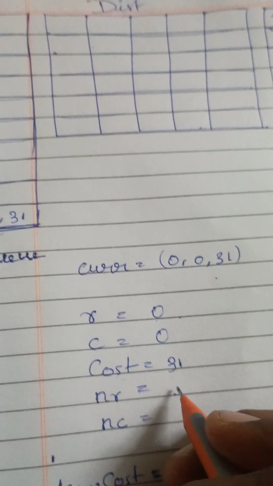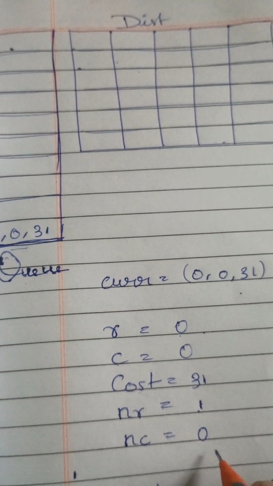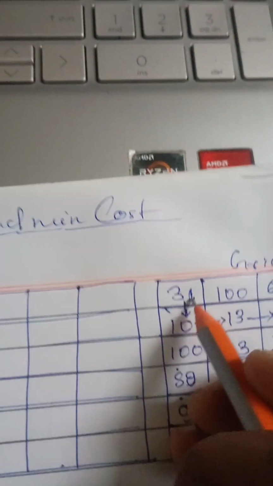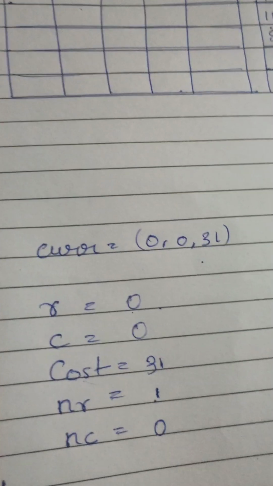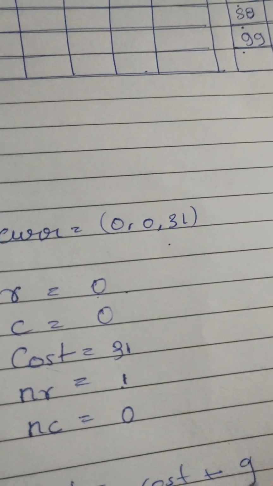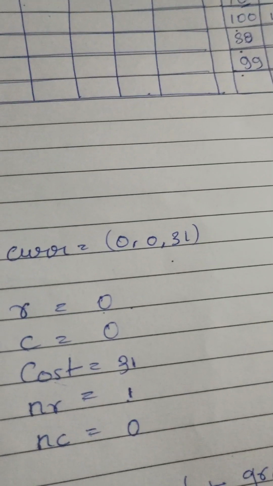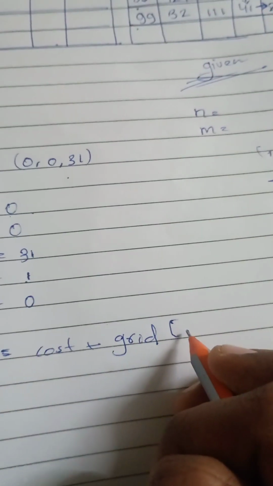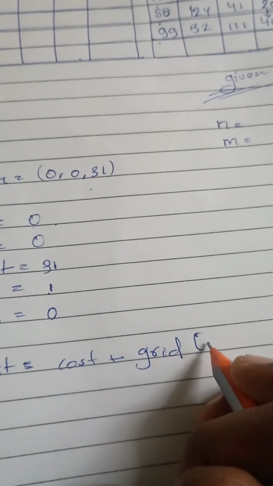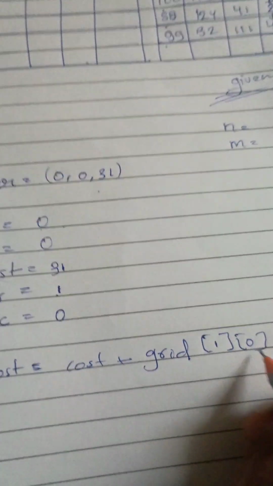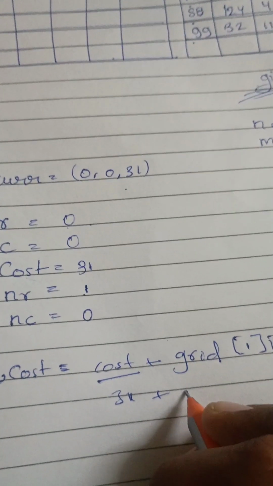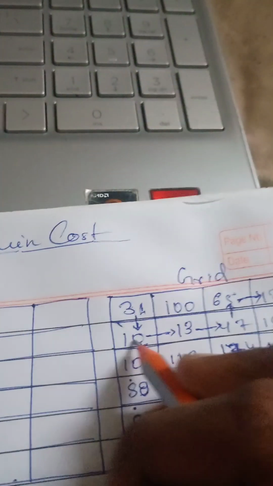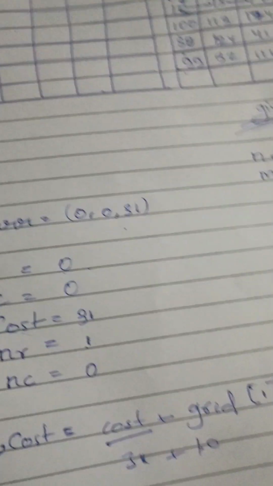So right now this is 1 and this is 0. Which one? So 1 comma 0 is this, 10. And what happened? I'll just do cost plus grid. The cost we already know is 31, plus grid of 1 comma 0, which is 10. How much does it become? It becomes 41.